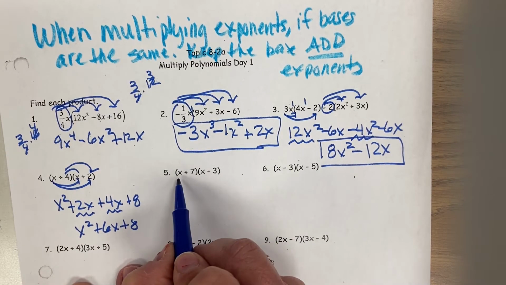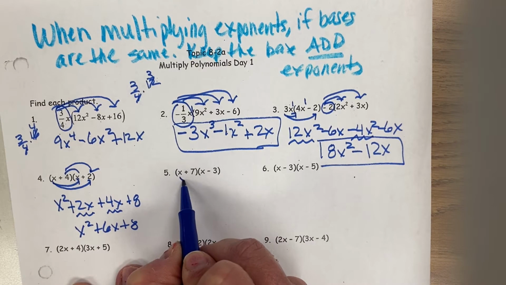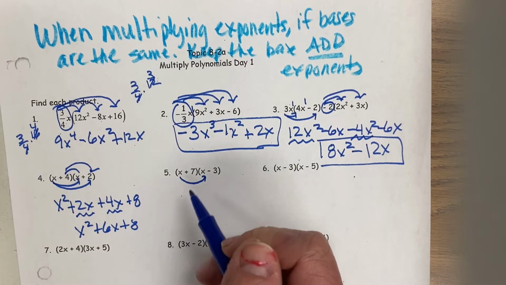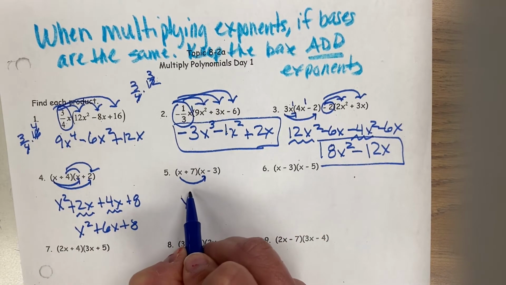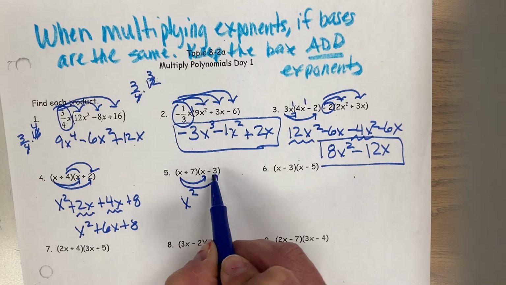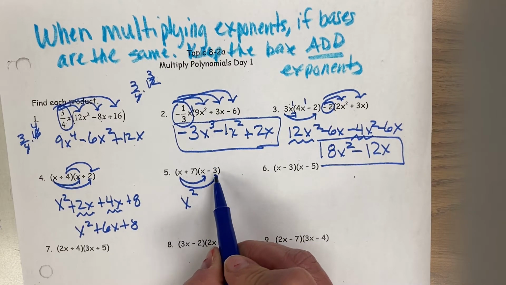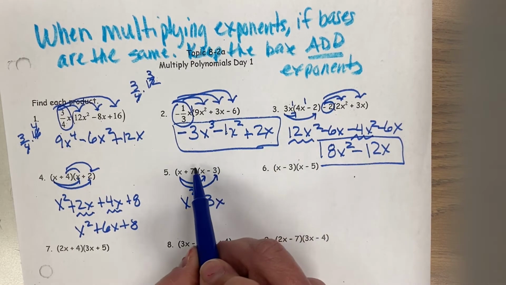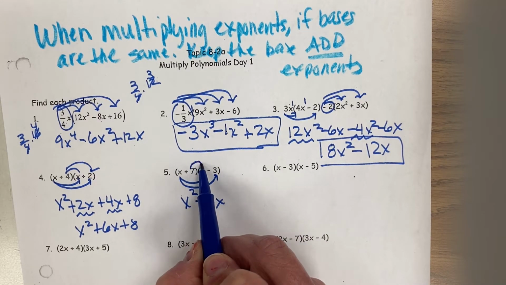So now I'm going to take the first term over here, and I'm going to distribute it with this first term over here. So now I have x times x, and I get x squared. Now I will take this first term and I will multiply it by this last term. And so x times a -3 is going to give me a -3x.